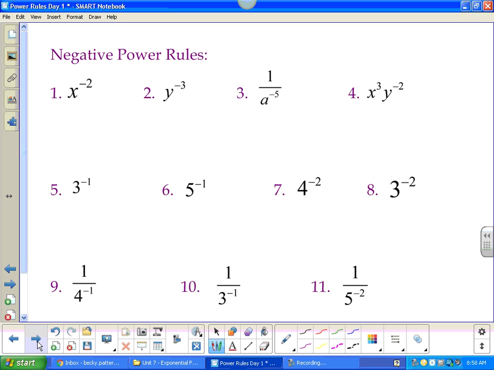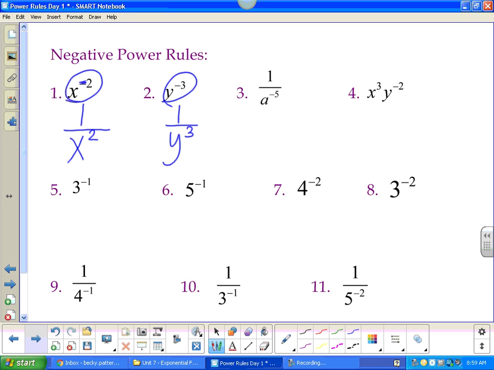So how are we going to make them happy? We're going to move them. Well, you have a choice. You can be on the top of the fraction or at the bottom of the fraction. Number 1, this x to the negative 2 is currently on top of the fraction, but it is unhappy. So we are going to move him, and when you move him to the bottom, he becomes happy. So his power, which goes with him, becomes positive.